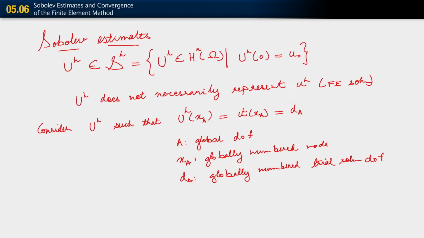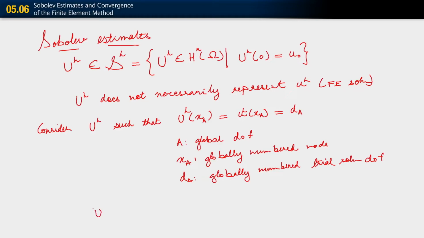So what we are saying is that we want to consider a special member of this class where UH is equal to the finite element solution at the nodal degrees of freedom, right, at the nodes. Okay, but you note that if we do this, we would have capital UH actually equals to little UH everywhere, right, because of the fact of the finite element representation.